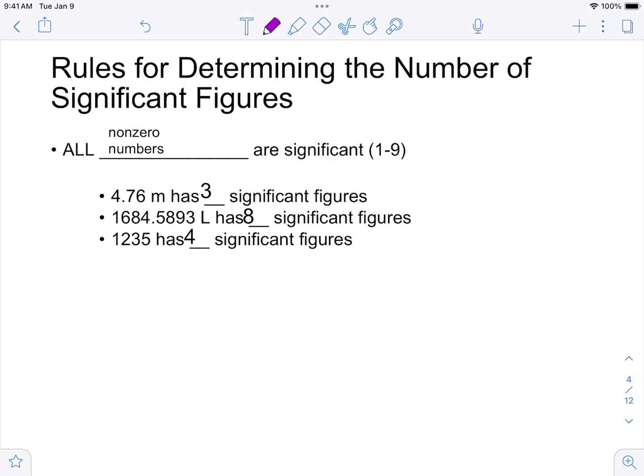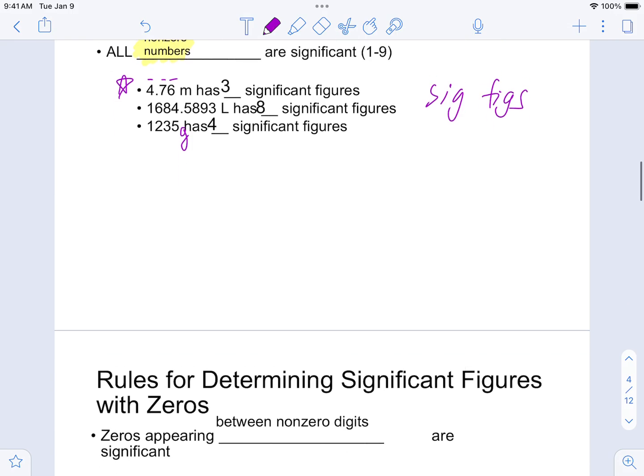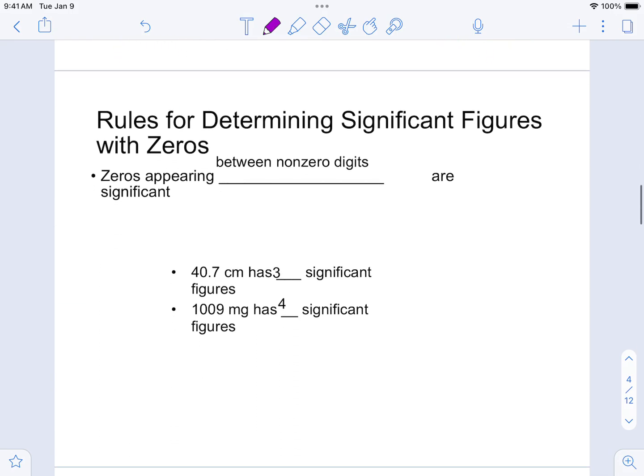So in the first example here, 4.76 meters has 3 significant figures. The 4, the 7, and the 6. Anything non-zero. The next example, all of those digits are significant, so that has 8 sig figs. Significant figures, we just call those sig figs. And the last one, 1,235, it should have a unit with it, let's say grams, has 4 sig figs. So anything that's not a 0 counts. Easiest rule. The tricky part and the next 4 rules concentrate on the zeros.